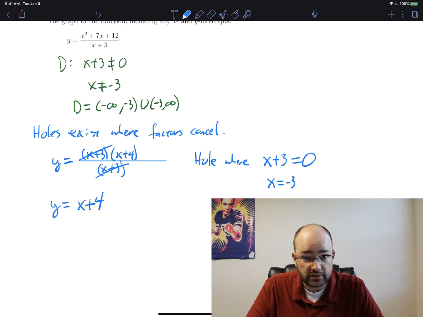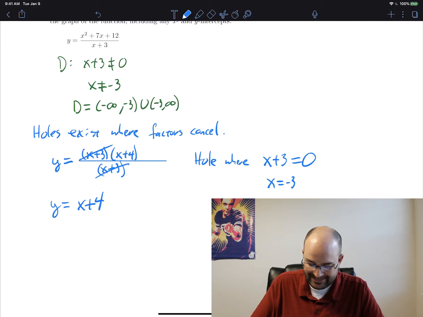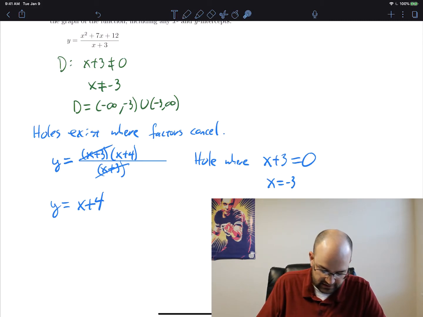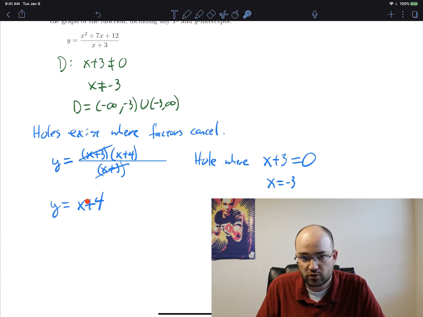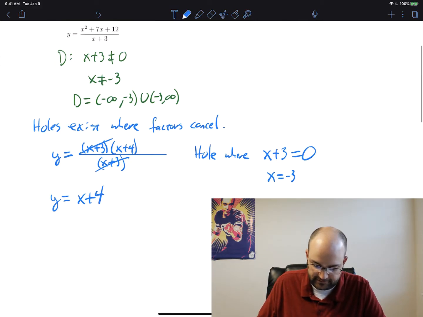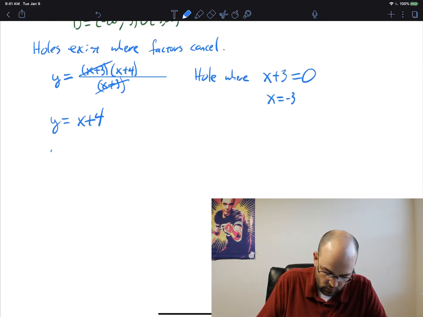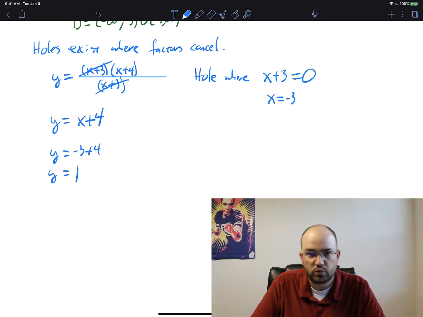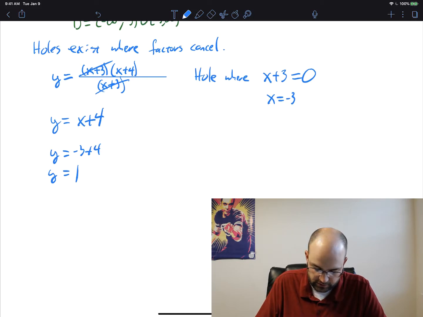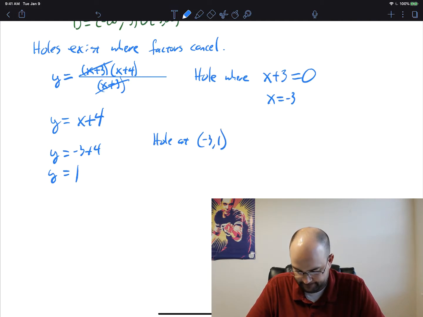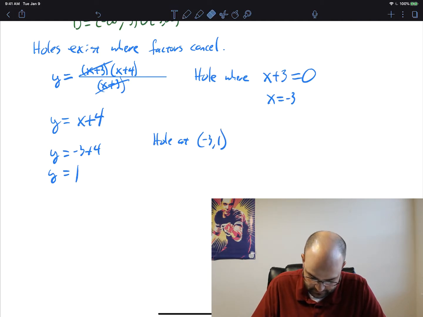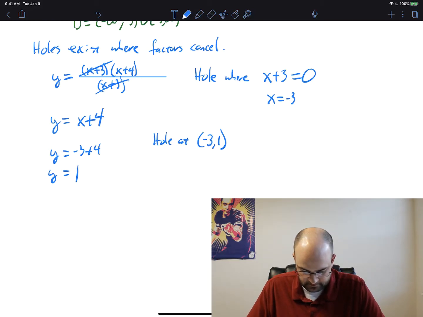And if you want the coordinate, and we probably do, we take this x and plug it into the simplified form of the function. That means y is going to be equal to negative 3 plus 4, which is 1. So there is a hole at negative 3, positive 1. Awesome. Good deal. So that's a hole.